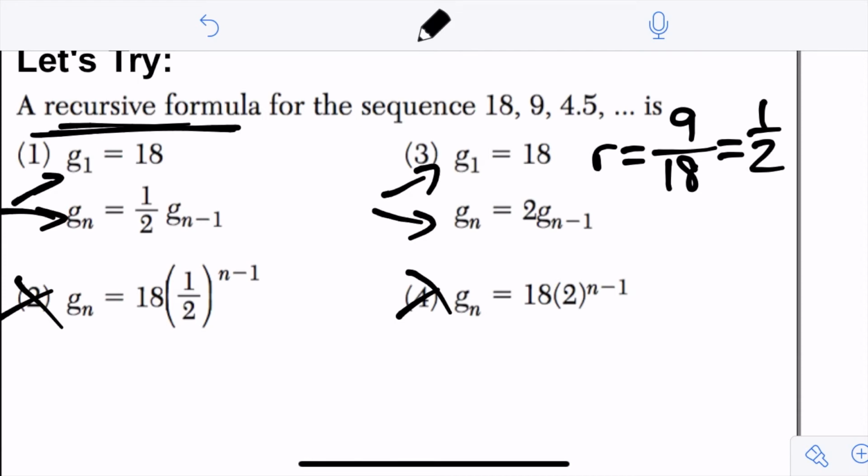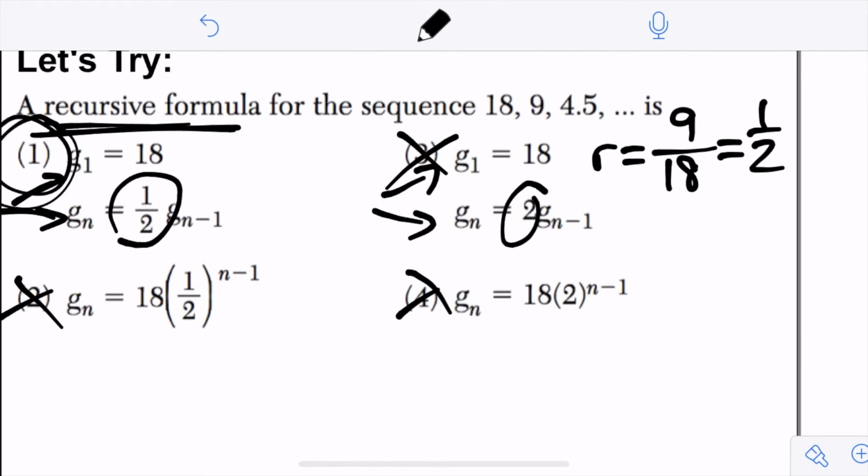Okay, the only difference now would be the common ratio. So looking at answer choice 1, I see that it has the correct common ratio of 1/2. Answer choice 3 does not because its common ratio is 2. So I'm going to cross out answer choice 3, and I know that the only correct answer here would be answer choice 1.